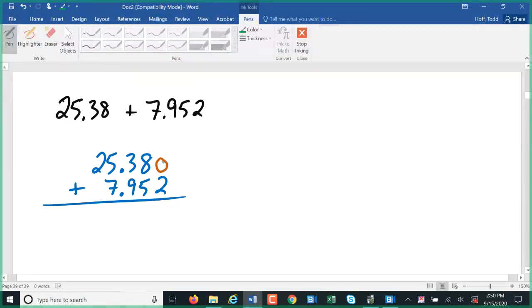Now I can add. 0 plus 2 is 2. 8 plus 5 is 13, so it's 3. Carry the 1. 1 and 3 is 4, plus 9 is 13. That's 3. Carry the 1. Notice the decimal point did not affect my carrying at all. I just totally ignored it, carried right past it. But now that I'm passing the decimal point, I do have to bring it straight down. 1 and 5 is 6, plus 7 is 13 again, so 3, carry the 1. And 1 and 2 is 3, so 33.332.